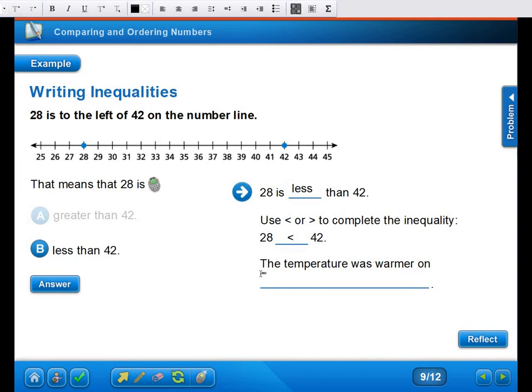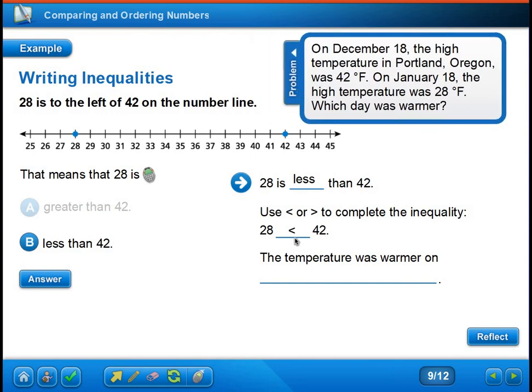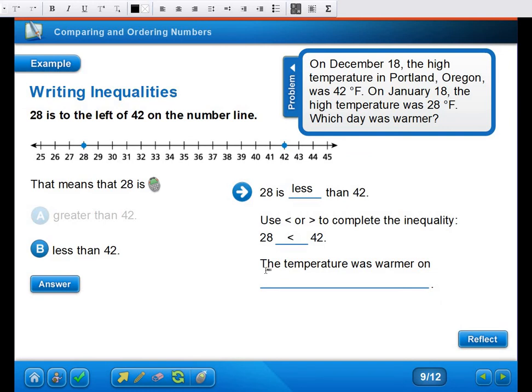Since 28 is less than 42 and 42 is greater than 28, I know that whatever day was 28 degrees is the cooler day, but I want the warmer day, which we said was on December 18th, the 42 degrees. So the temperature was warmer on December 18th. Notice that when I wrote my answer as a sentence, I restated the question in my answer. I didn't just put December 18th, I wrote a complete sentence.